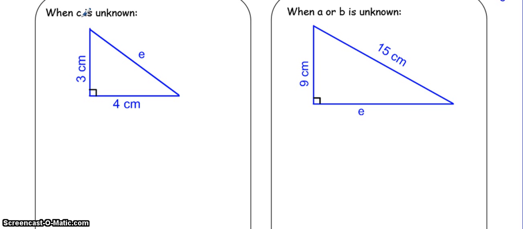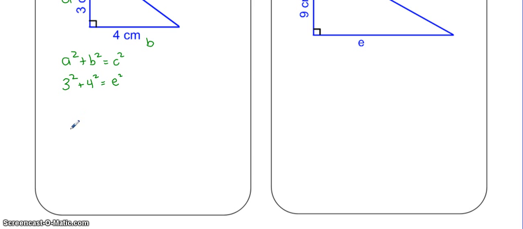So when the hypotenuse is unknown, your formula is a squared plus b squared equals c squared. It doesn't matter which one is a and which one is b. So we can substitute 3 for a, 4 for b, and in this case our hypotenuse is e, so we just substitute e. 3 squared is 9, 4 squared is 16, 9 plus 16 is 25. And then to find e, you just take the square root of both sides, so e is equal to 5.